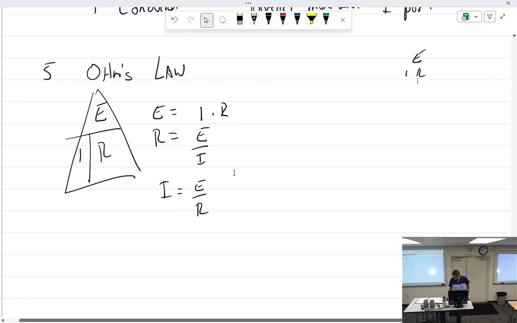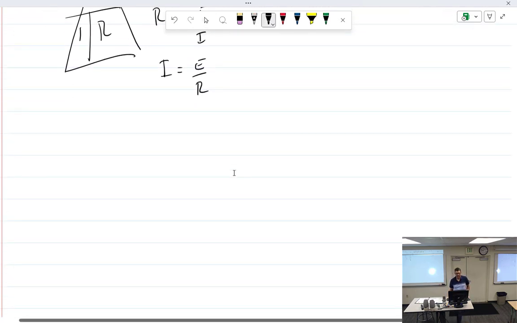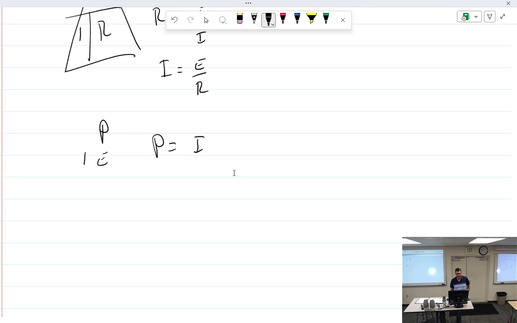And then, of course, we do PIE. So P equals I times E, or I equals P divided by E, or E equals P divided by I. All right.